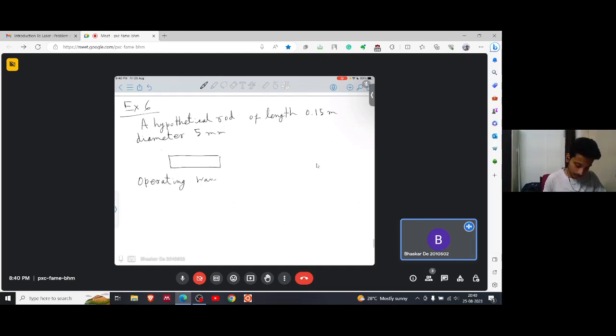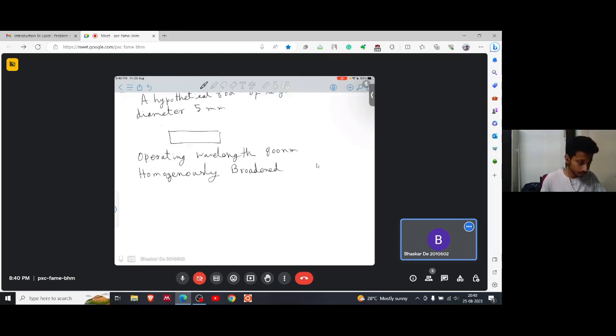Operating wavelength 800 nanometer, and it is homogeneously broadened. The upper laser level has a lifetime of 20 microseconds. Tau u equal to 20 microsecond.